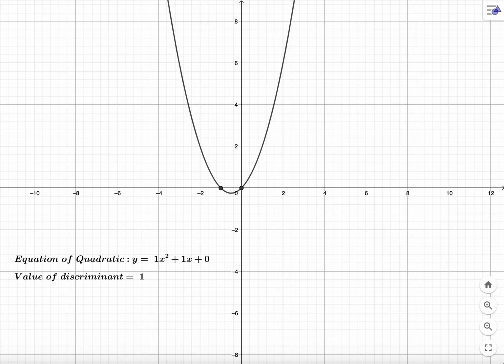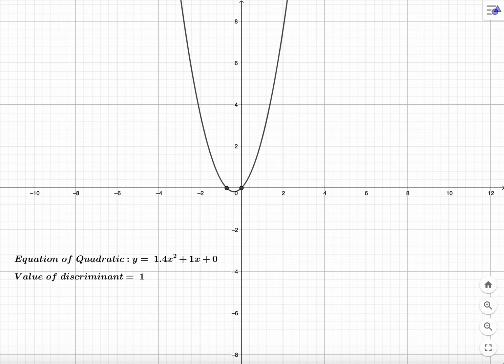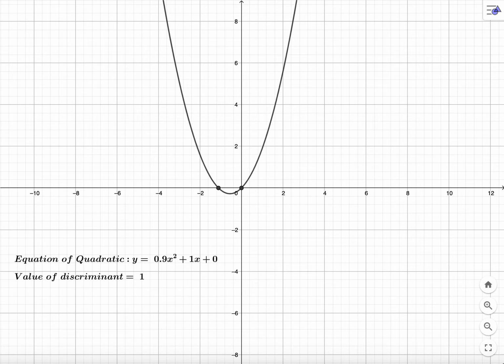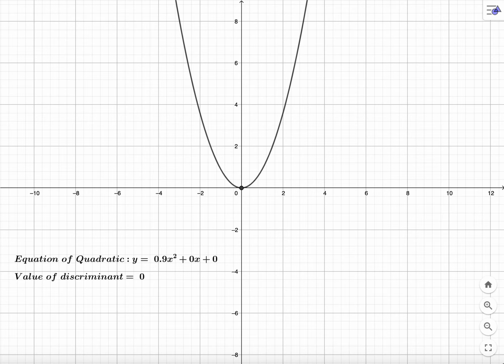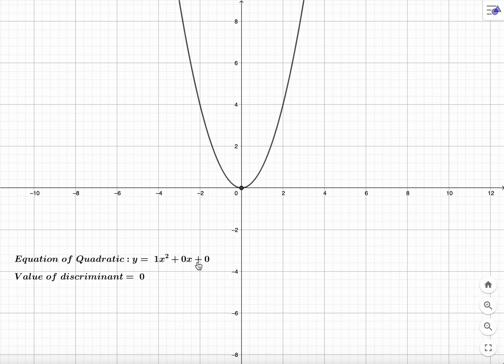Let's just change the graph slightly. Let's make it a little bit easier to see. So let's leave it as an x squared. Let's move it. There we go. So now we've got x squared. We've just got y equals x squared. Okay. Y equals x squared. And the value of the discriminant is 0.